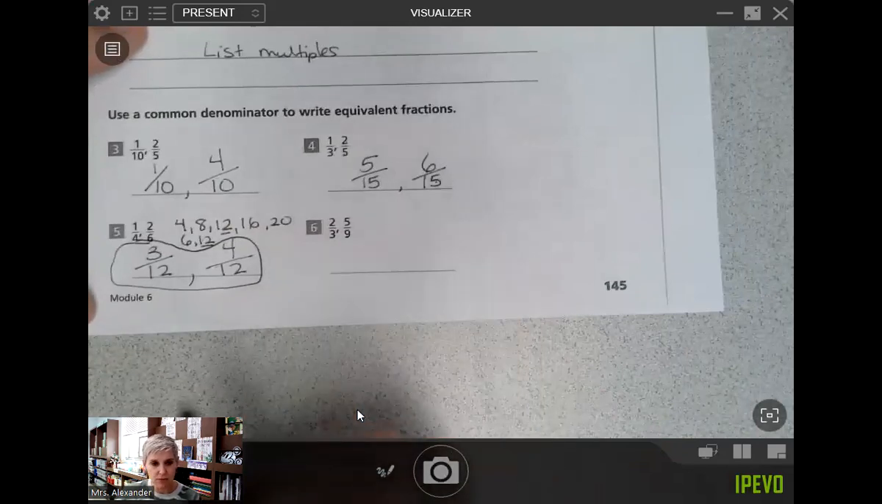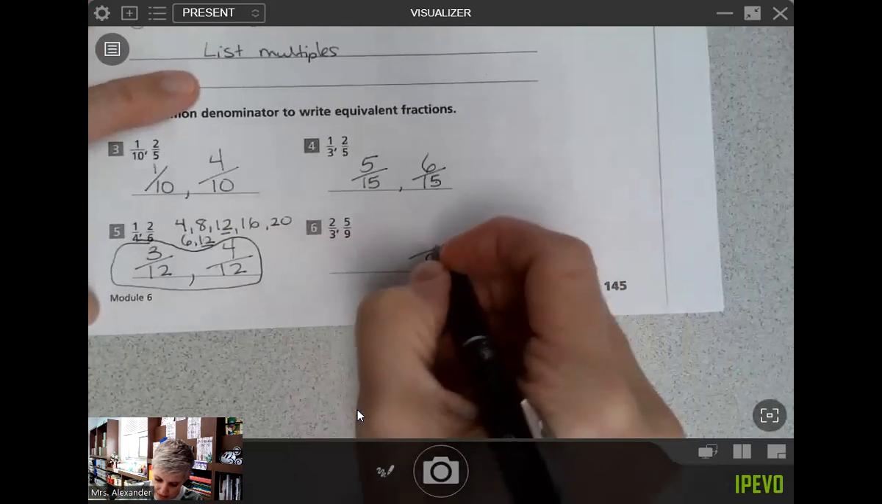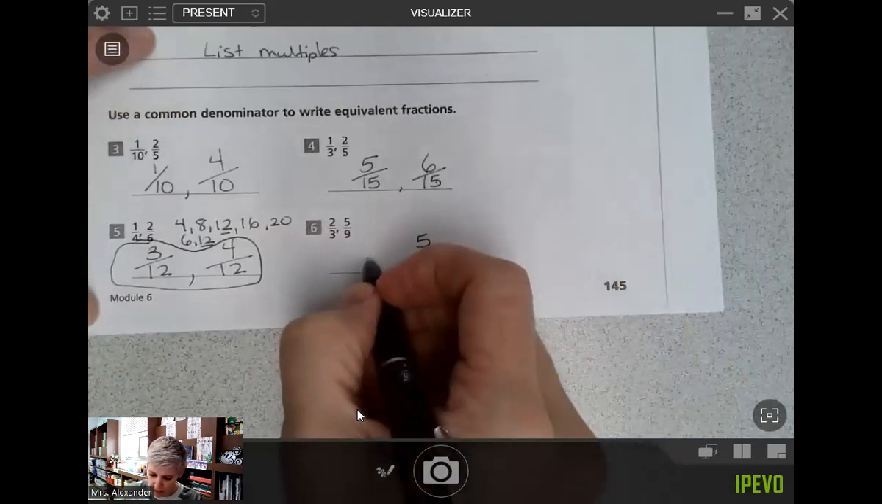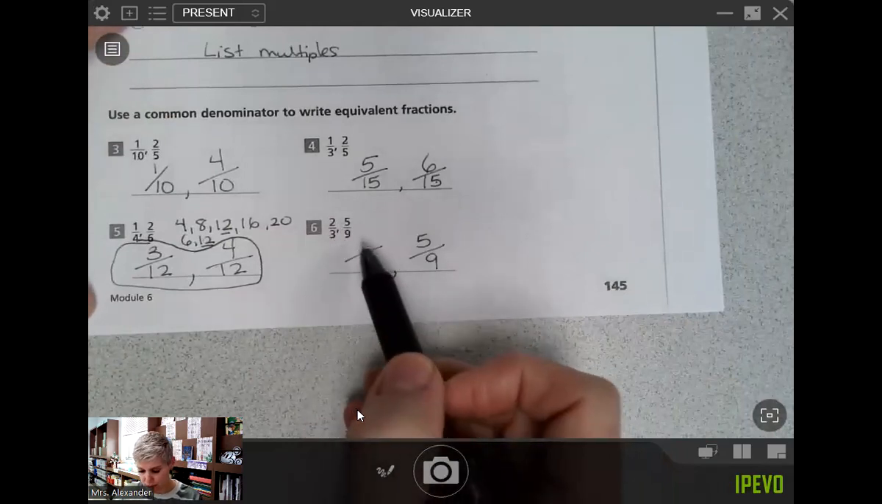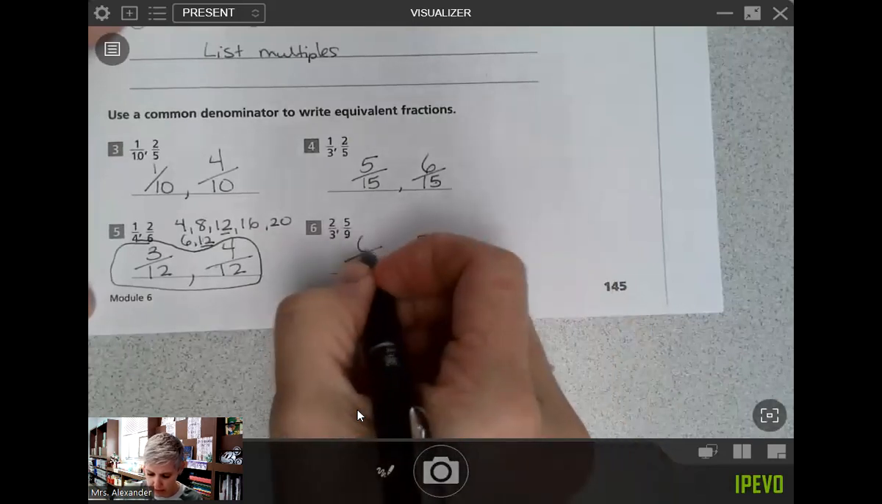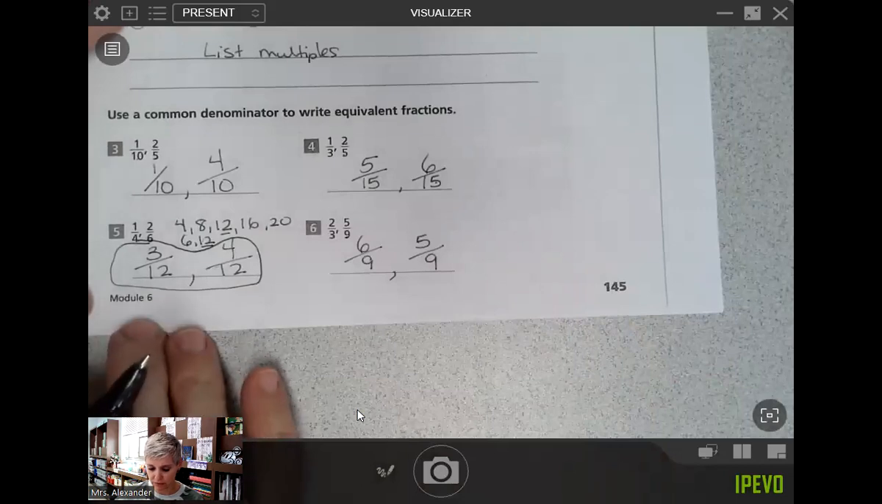3 and 9 for my denominators. 9 is a multiple of 3. I'm going to leave 5/9 the way it is. I'm going to rename and find the equivalent. 2/3 is how many ninths? 3 times 3 is 9. 2 times 3 is 6. That's it for common denominators and equivalent fractions.